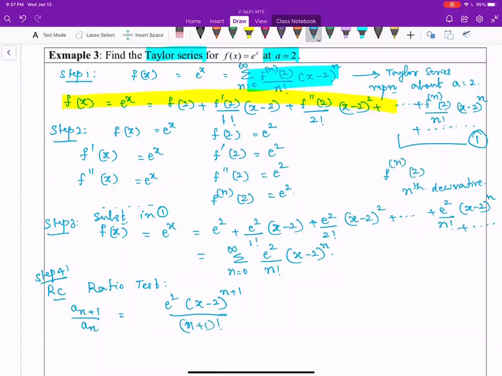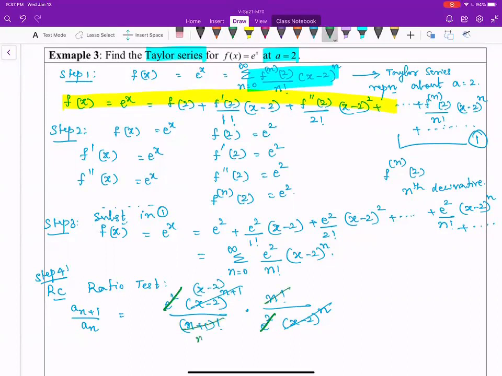They are dividing by a_n, so you take the reciprocal and multiply. It's n factorial divided by e squared times (x minus 2) to the power of n. So e squared gets cancelled out. Then (x minus 2) to the power n, over (x minus 2) to the power n plus 1, gives us x minus 2. Then this one will give us n factorial.